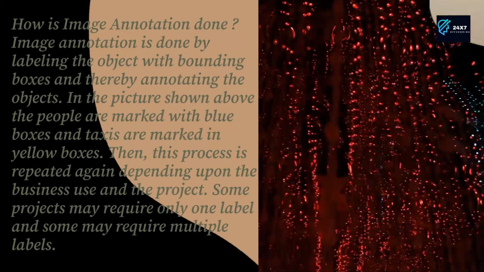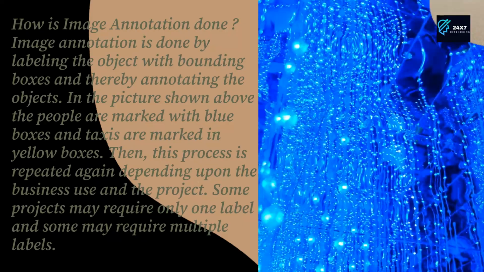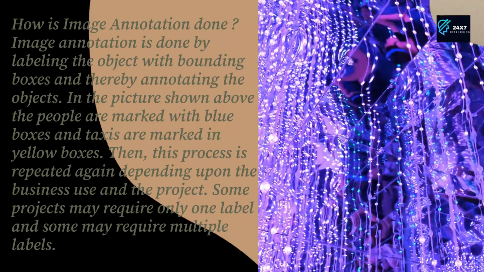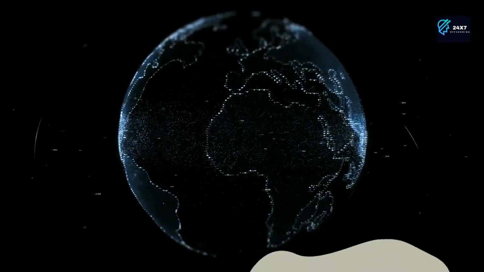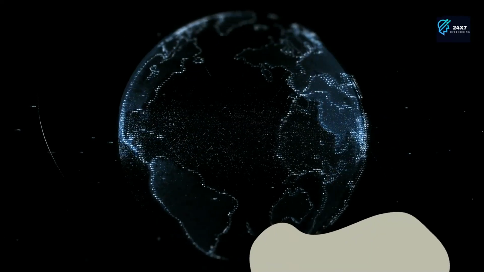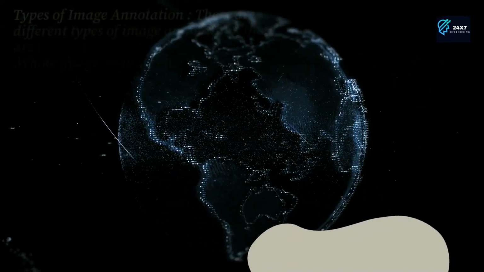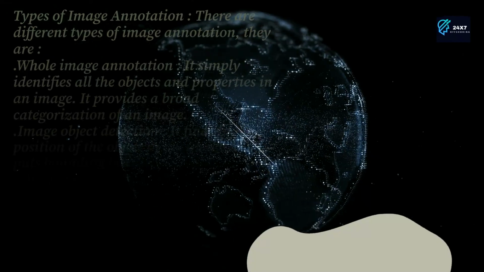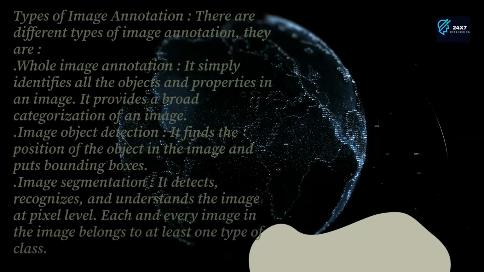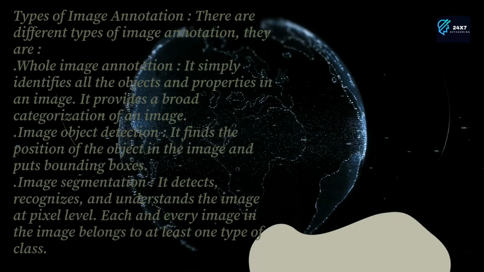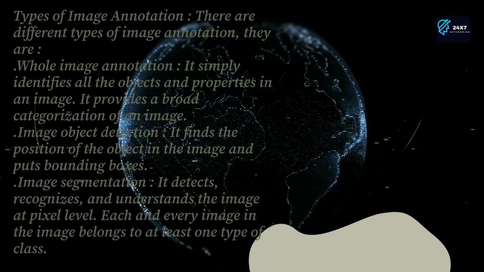Then, this process is repeated again depending upon the business use and the project. Some projects may require only one label and some may require multiple labels. Types of image annotation. There are different types of image annotation. They are whole image annotation. It simply identifies all the objects and properties in an image. It provides a broad categorization of an image.